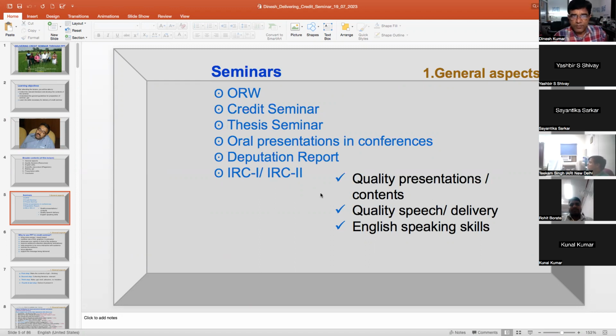ORW, outline of research work, most of you have done it. Credit seminar, you will do in this semester. Thesis seminar, you have to do it. Today we had 3 thesis seminars. Oral presentation in conferences, seminars, symposia. Deputation report, IRC1, IRC2, these are for scientists. Definitely, in all these seminars, you are going to have the quality presentation, good content, and speech and delivery should be very effective. And for this, English speaking skills are also very important.